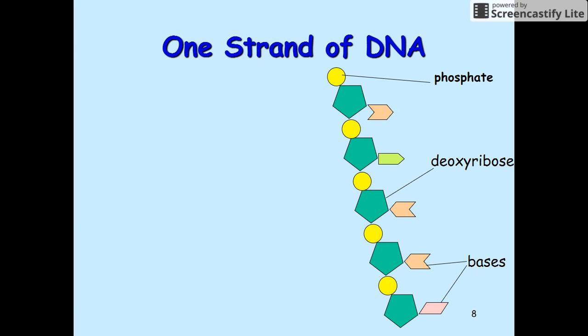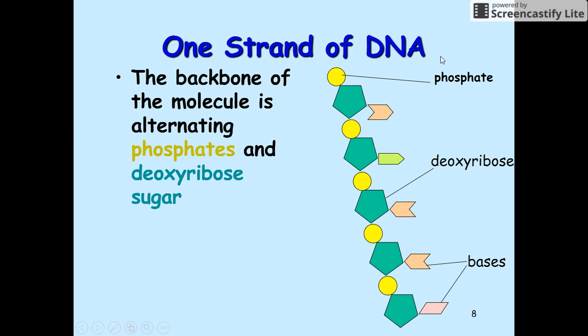It is made up of two things that alternate. It's made up of phosphate and it's made up of deoxyribose. Automatically, we know that deoxyribose is a sugar, because deoxyribose ends in OSE. So it's made up of phosphate and then a sugar. Phosphate, sugar, phosphate, sugar, phosphate, sugar, phosphate, sugar. Inside of the backbone, we have our bases.